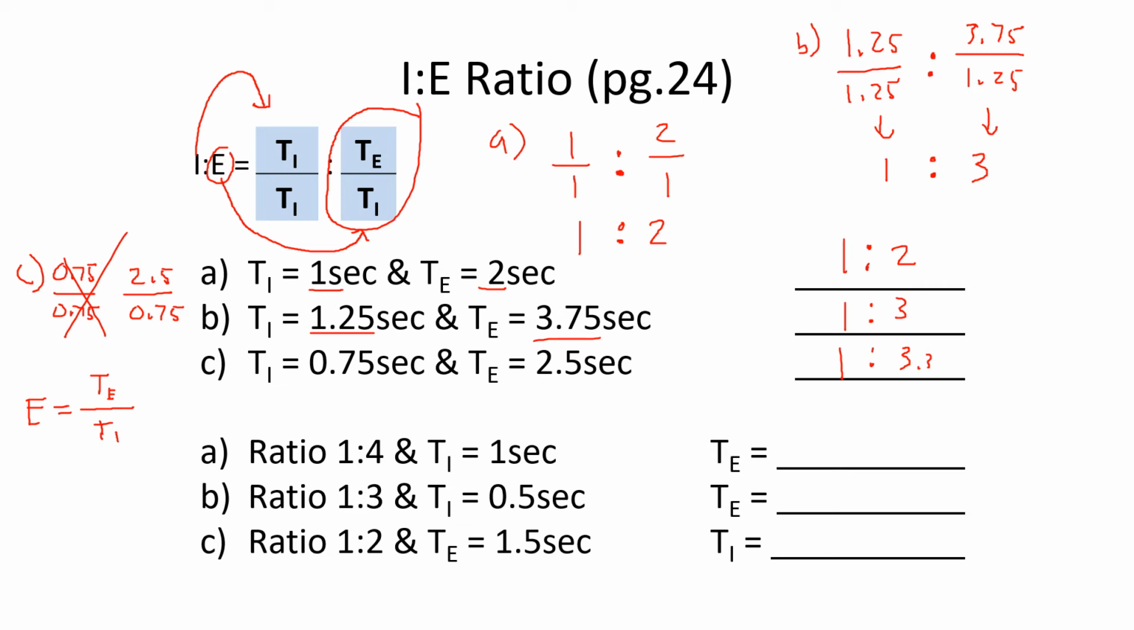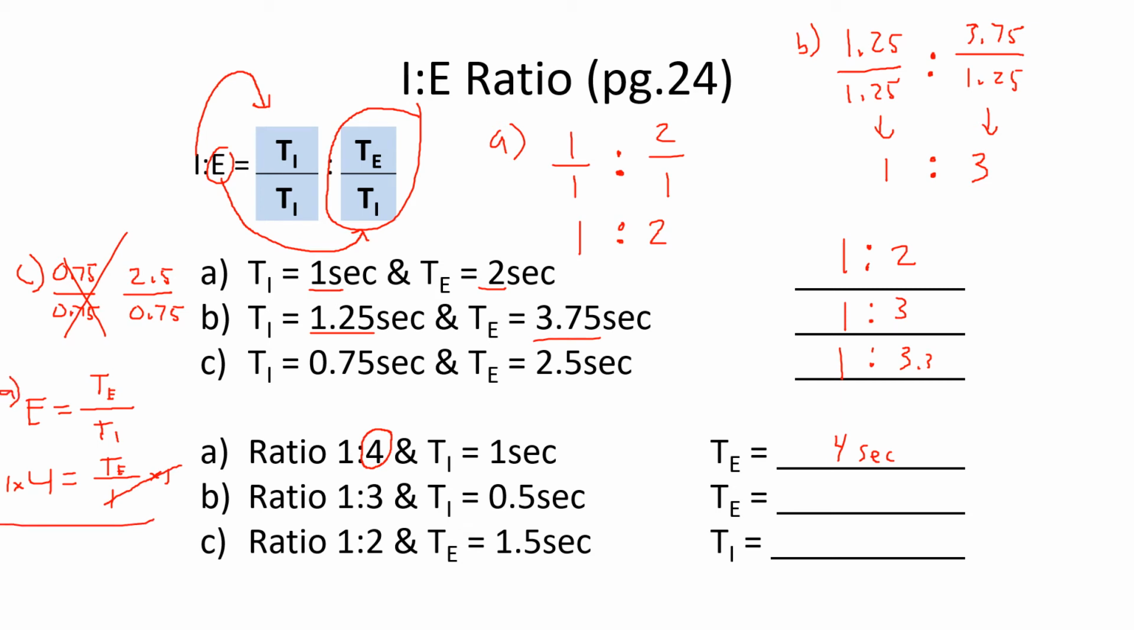So what is our E value? 4. Right. What is our inspiration time? 1. So Te. All right. What number divided by 1 will give you 4? 4. There you go. Te equals 4 seconds. That's it. And just solve for it. So just multiply both sides by 1 to get rid of the 1. That way the 1 cancels out. So Te equals 4. Easy enough.